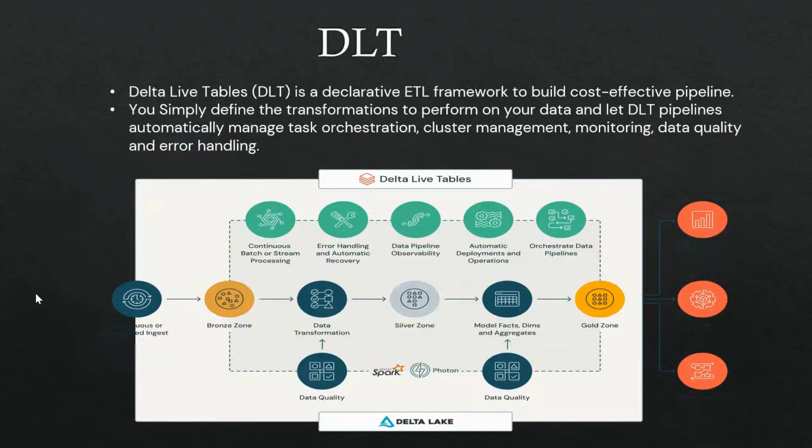So first of all, let's understand what a Delta Live Table is, after having that Medallion architecture that we discussed. Delta Live Tables is an ETL framework. It is a declarative ETL framework which will help you in building your pipeline. It will define the transformations that you can perform on your data, and the DLT pipeline will automatically manage your orchestration, your cluster management, your monitoring, and the data quality checks. It will also help you with error handling.